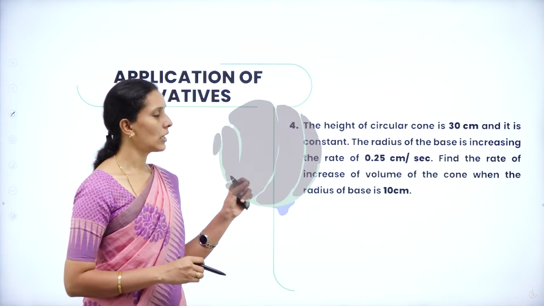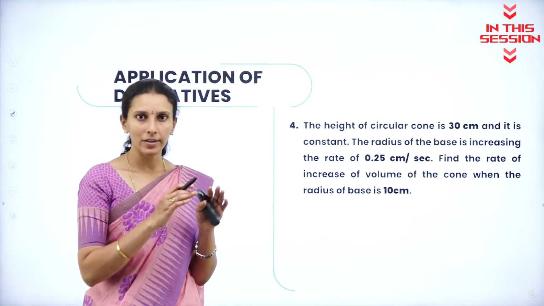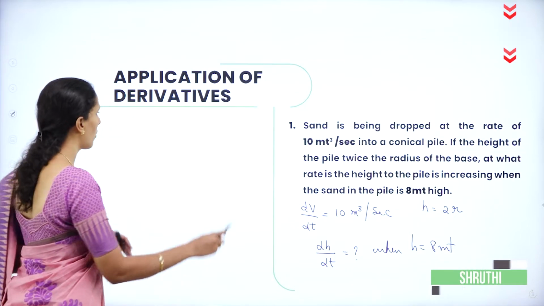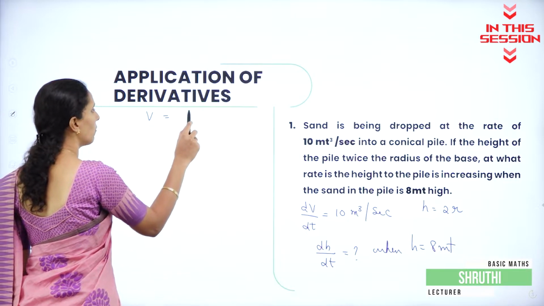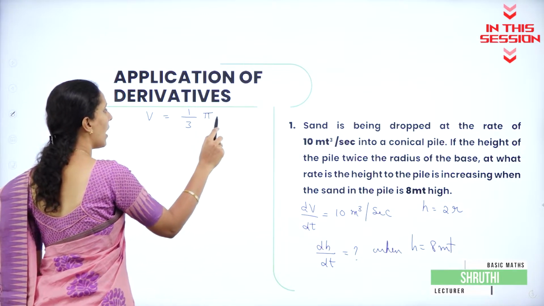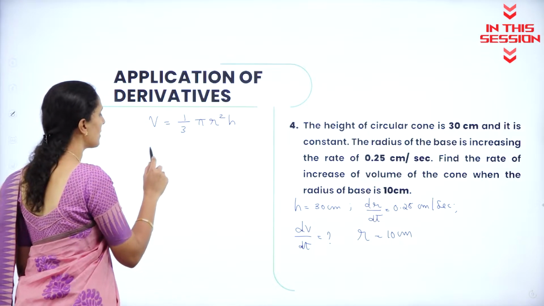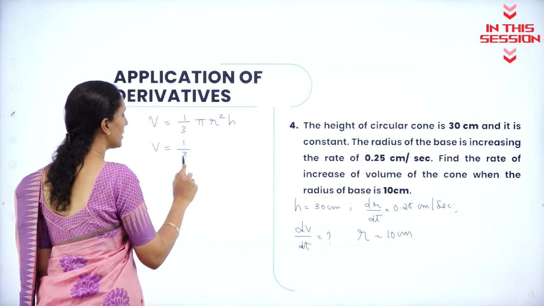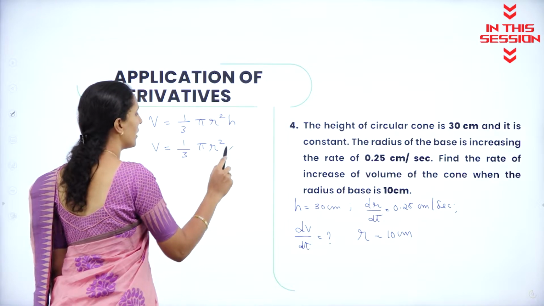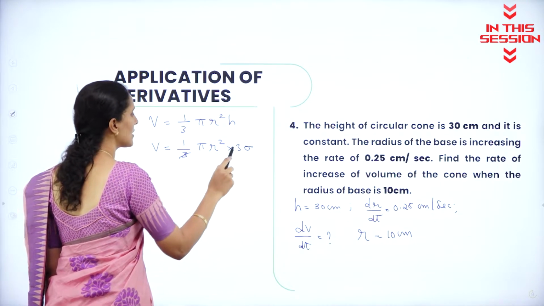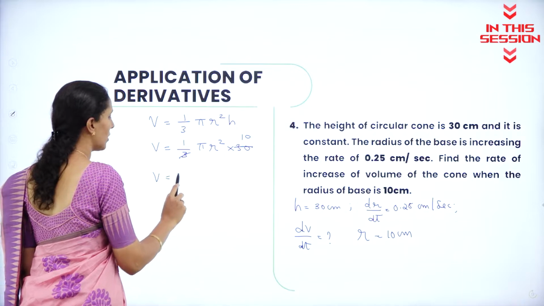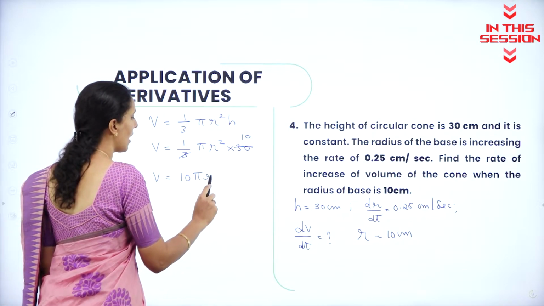The height of the circular cone is 30 centimeters, so it is constant. What is the volume of a cone? V is equal to 1 by 3 pi r square h. Let's substitute here. So it is 1 by 3 pi r square into 30. You can cancel. So we get V is equal to 10 pi r square.